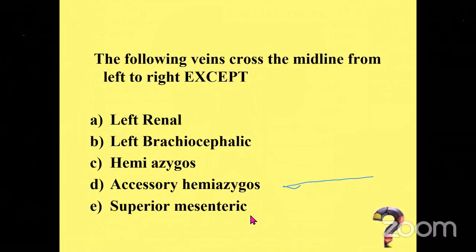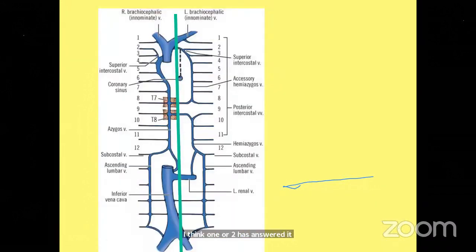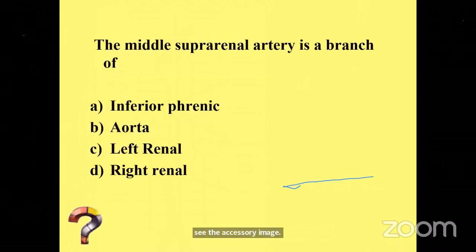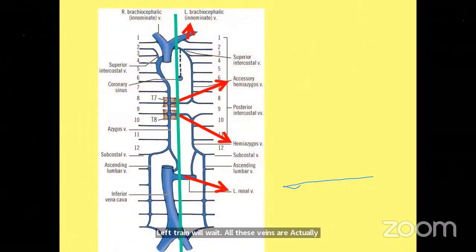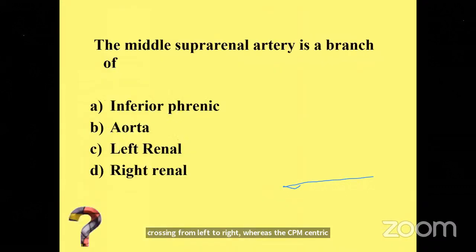I think one or two have answered it correctly. It is the superior mesenteric vein. So that green line represents the midline. Now have a look at the veins which were already mentioned. We can see the left brachiocephalic vein, the accessory hemiazygos, the left renal vein. All these veins are actually crossing from left to right, whereas the superior mesenteric vein is exactly lying on one side. It's not crossing from left to right.